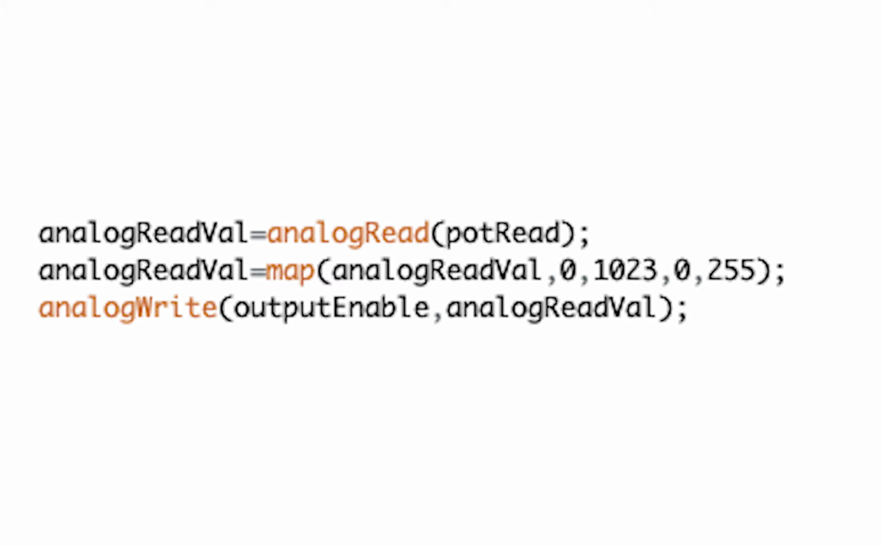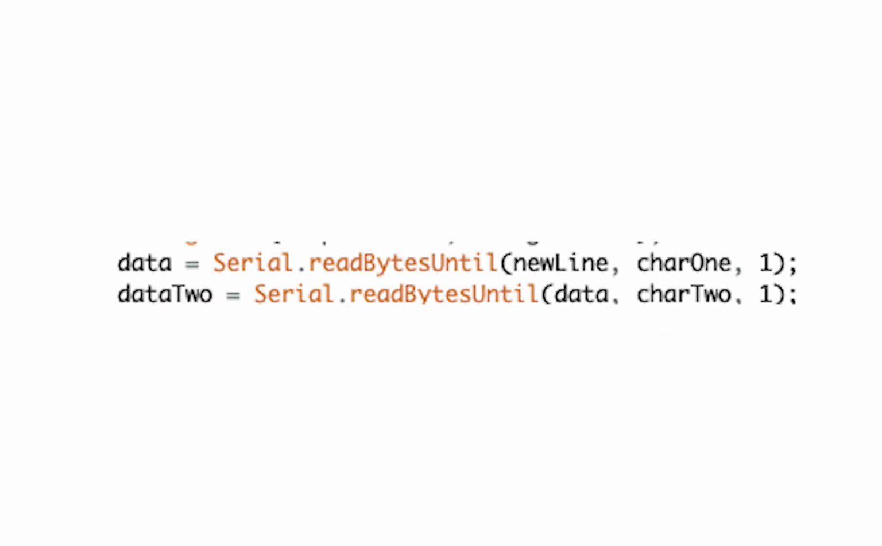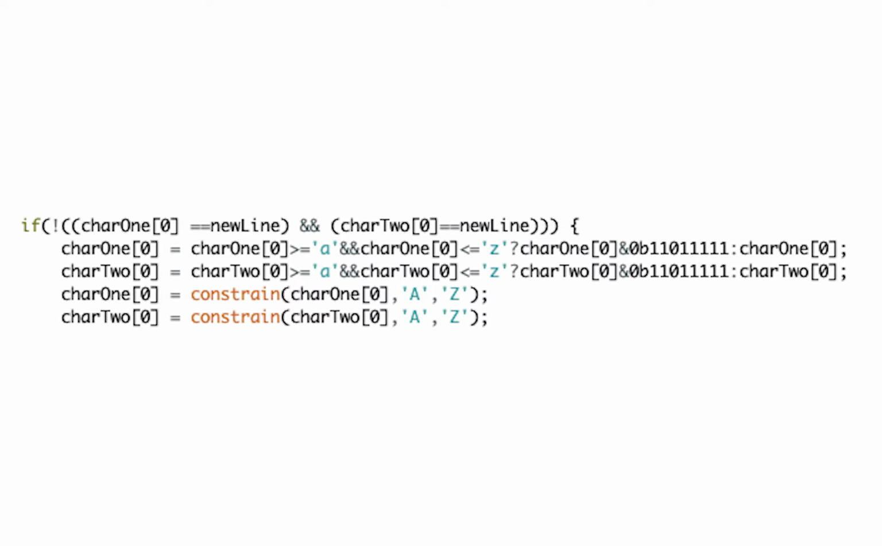The next part is reading the serial monitor and splitting up the characters. It checks if either is the enter key. If they both are not the enter key, it proceeds. The letters are then checked if they are lowercase. If they are, they are converted to uppercase. And if they're outside the ASCII values of A to Z, it constrains them to the values of A to Z.